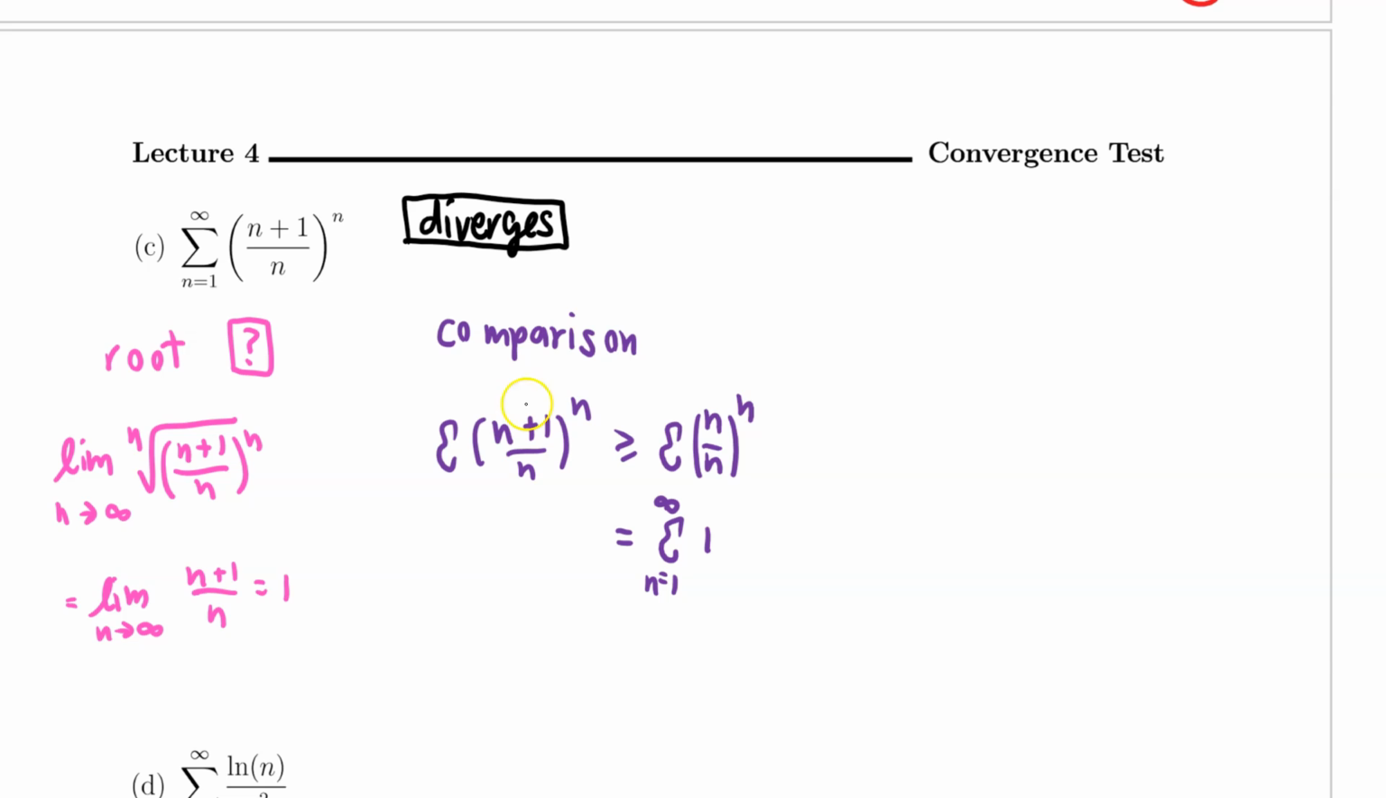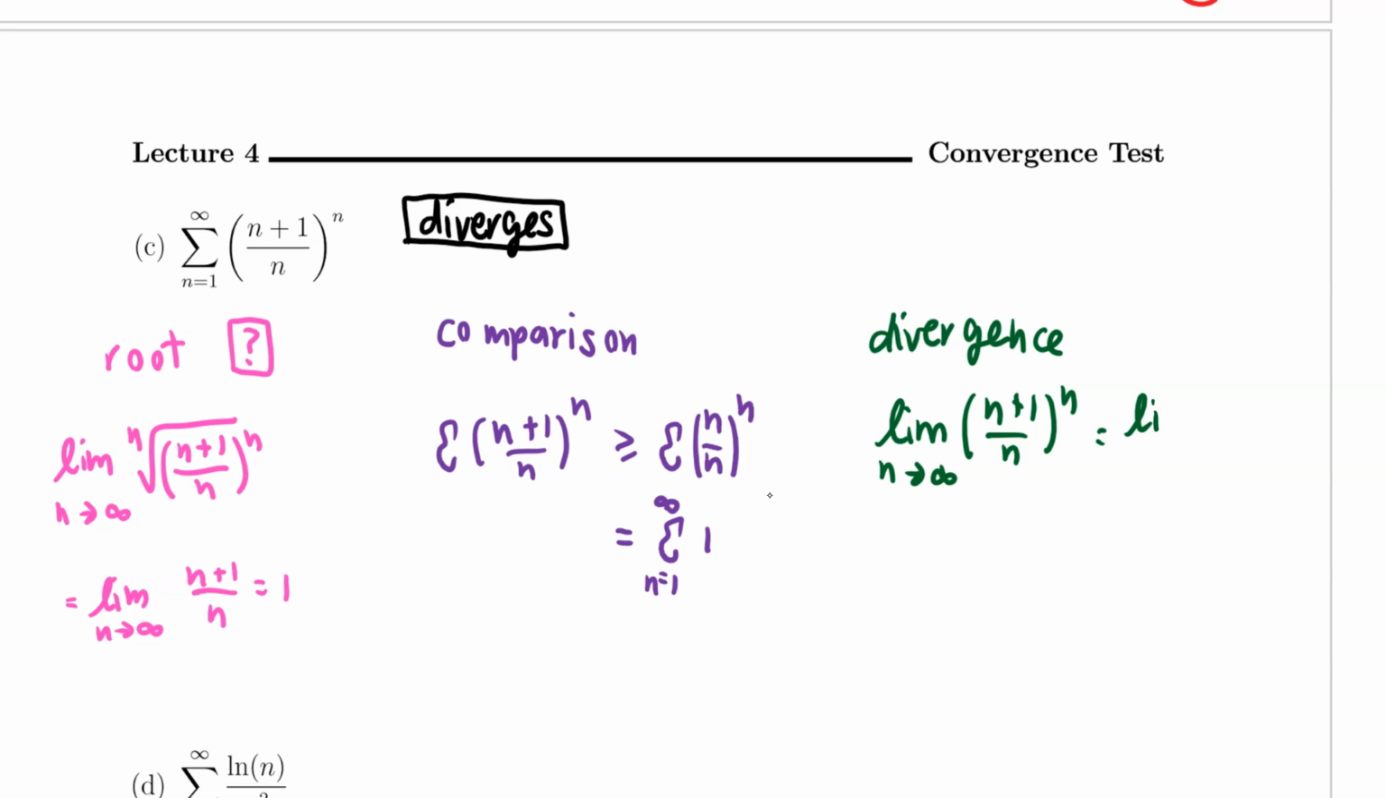Or once again, let me try another test. Let's try the divergence test as well. To use the divergence test, I'm going to find the limit of a sub n, which is (n+1)/n to the n, when n goes to infinity.